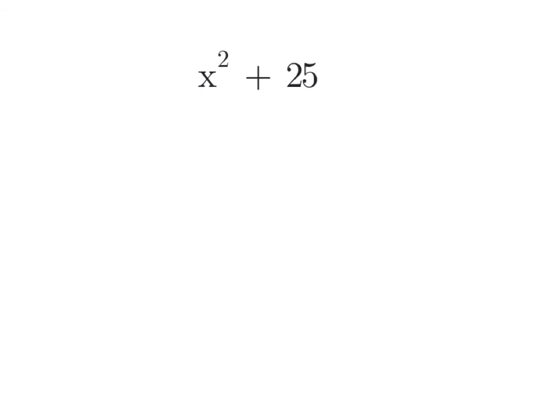In this example, we can see that we have perfect squares. So x squared is a perfect square, 25 is a perfect square. The problem is we do not have a difference here. We have a sum, or an addition sign, so this cannot be factored. This is what we refer to as prime. There is no way for us to factor this because of this addition sign. Remember, in order to get a difference of squares, we have to have a minus sign.